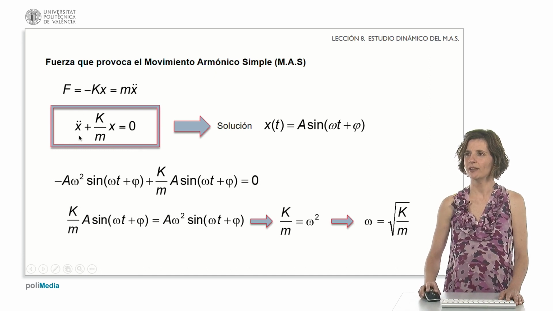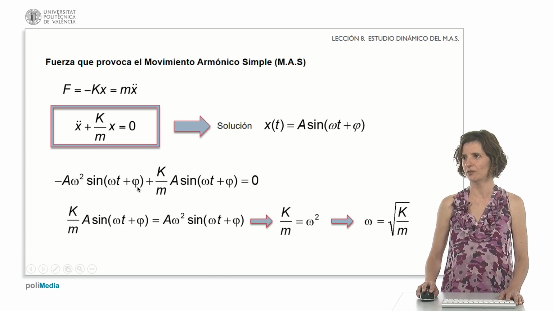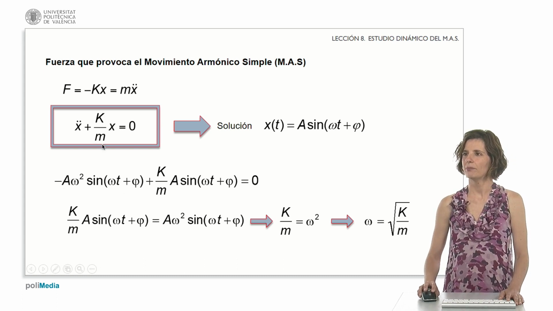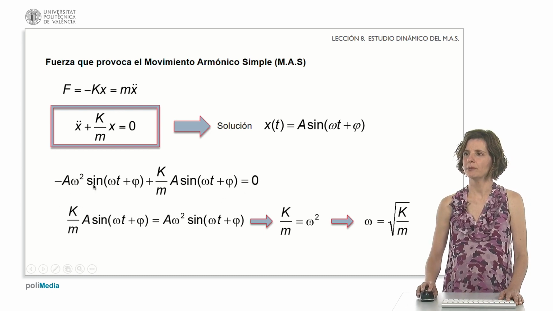We have here the second derivative of x with respect to time. In the previous lesson, we saw that if I derive this twice, what you would get is minus A omega squared sine of omega t plus phi. Then I have plus k divided by m, which is this right here, multiplied by x, A sine of omega t plus phi, equals 0. To make this equality true, we can take this first term, which is with negative sign, and take it to the other part of the equal with positive.